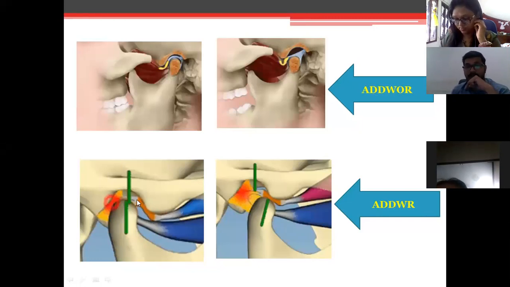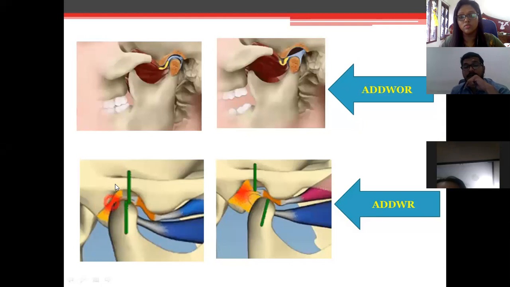So what happens when the disc is displaced anteriorly? Your posterior discal lamina will lose its elasticity, and you have a bilamellar zone that is known as your retrodiscal area. The retrodiscal area will come over there, and when you close the mandible, the condyle will hit on the retrodiscal tissue.